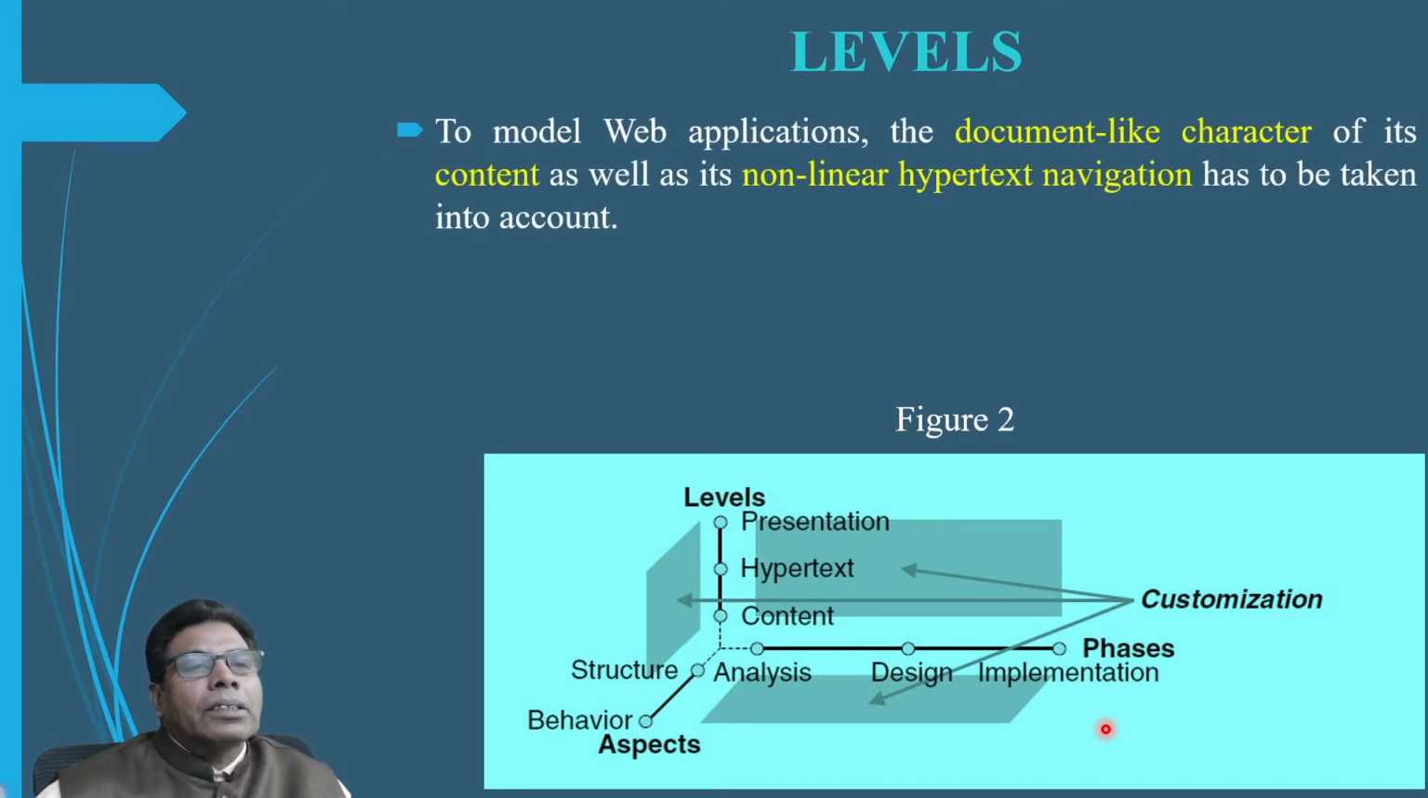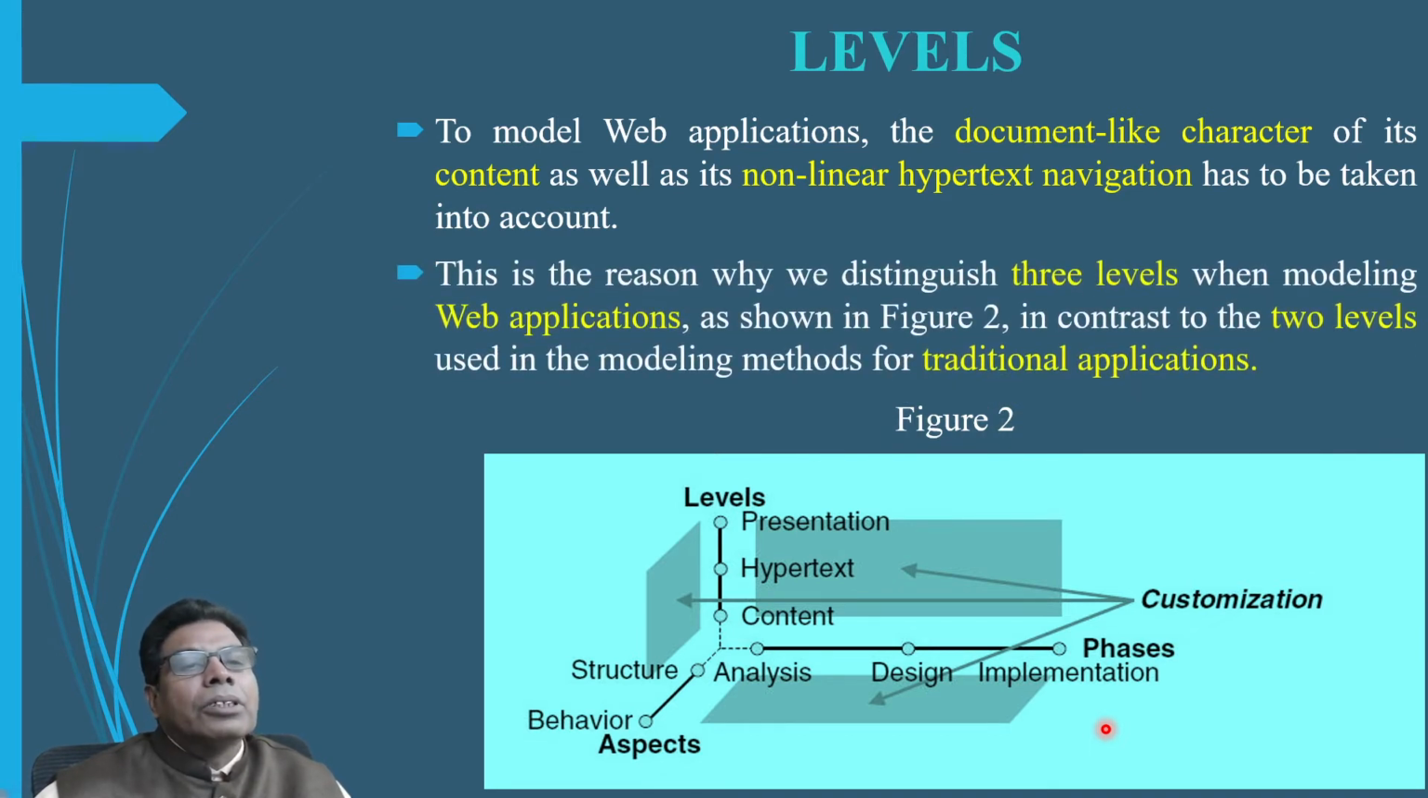So to model web applications, the document like character of its content as well as its non-linear hypertext navigation has to be taken into account. So we have to take into account the document like character of the content. So the contents are just like documents, and it has a navigation which will be based on the hyperlinks. So it is not linear, it will be non-linear. Navigation will be non-linear. So this is the reason why we distinguished 3 levels when modeling web application. So this is shown in figure 2.